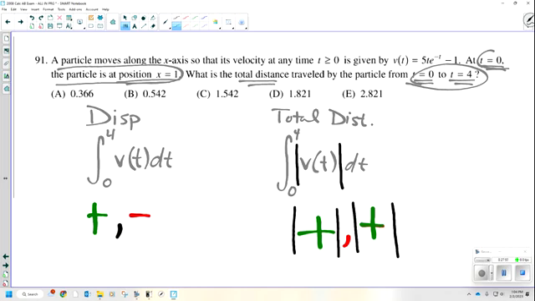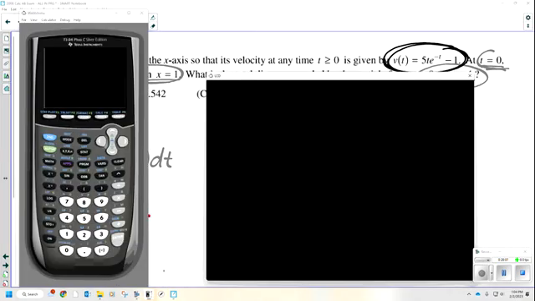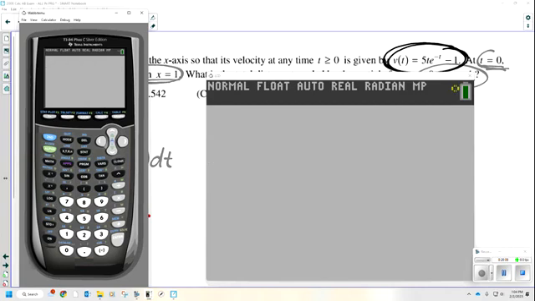So we're going to take our velocity, which is given to us right here, and put it in absolute value bars when I integrate it. Let's go ahead and do that right now. Turn this bad boy on. Let's clear this out. We are going to go to Math 9, and my interval was from 0 to 4.